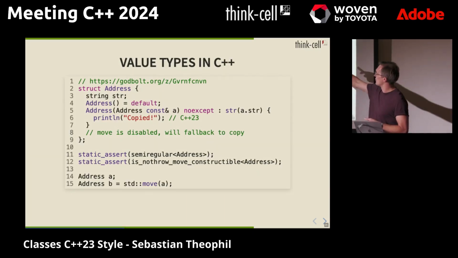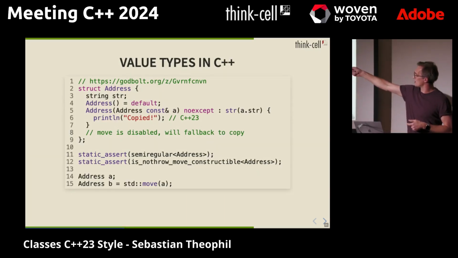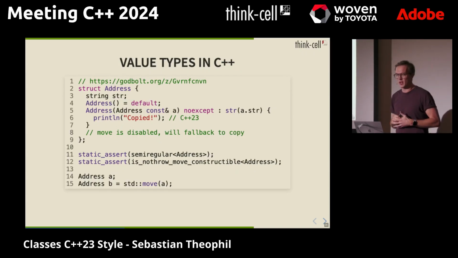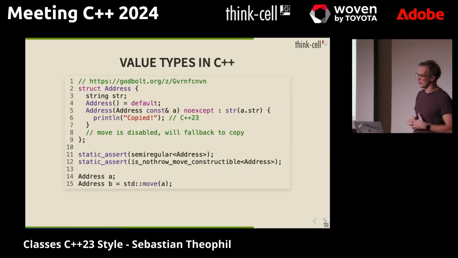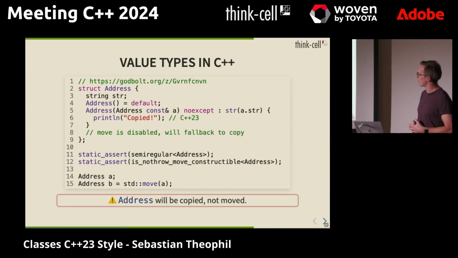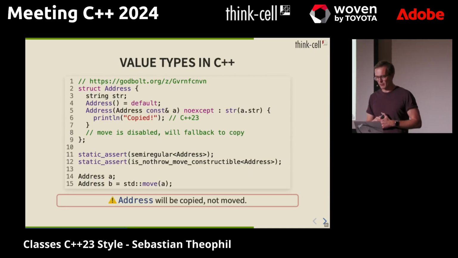And I've hidden another C++23 feature there, std println, which is using the same formatting API as std format, but makes the hello world example much, much easier. Okay, so yes, this object will always be copied and not moved.